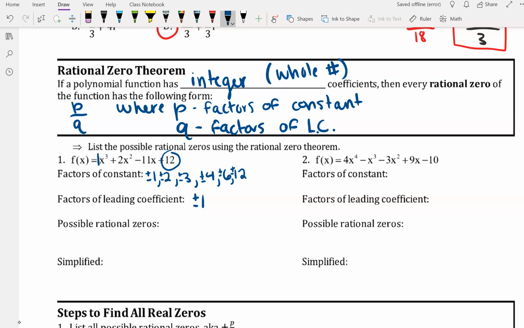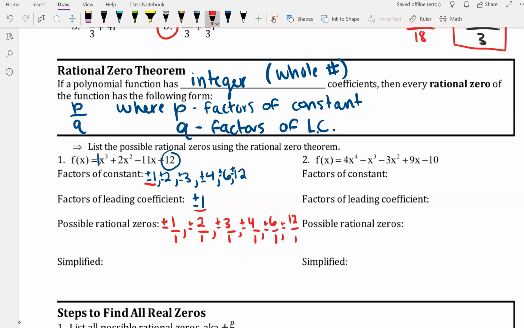All right, so to find the possible rational zeros, I do all of the factors of the constant over all the factors of the leading coefficient. So I'm going to do 1 over 1, so plus or minus 1 over 1. And then I'm going to do 2 over 1, plus or minus 2 over 1. Then I'm going to do 3 over 1, so plus or minus 3 over 1, plus or minus 4 over 1. Then I'll do plus or minus 6 over 1. And then lastly, plus or minus 12 over 1.